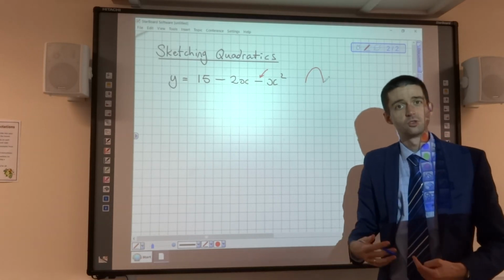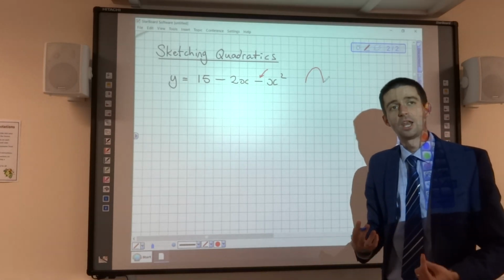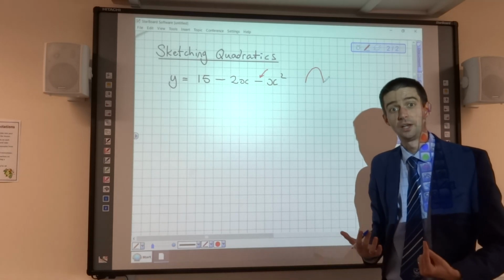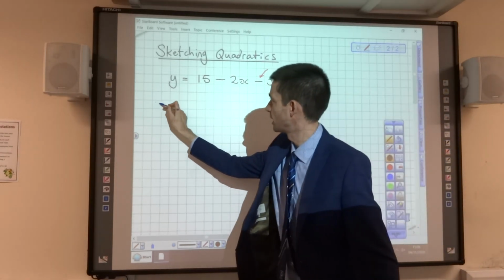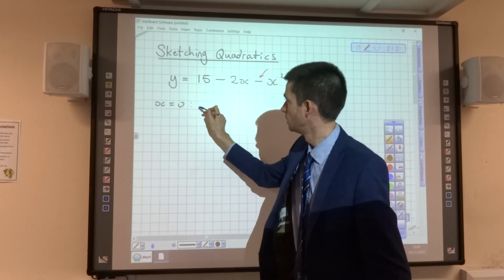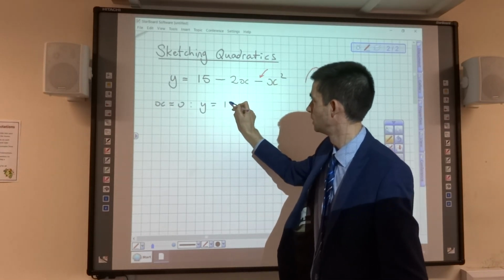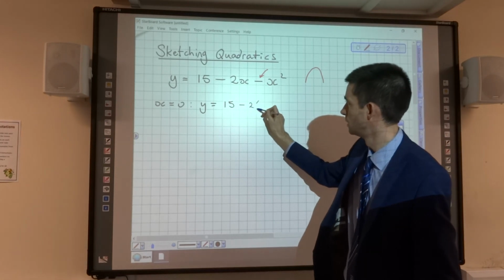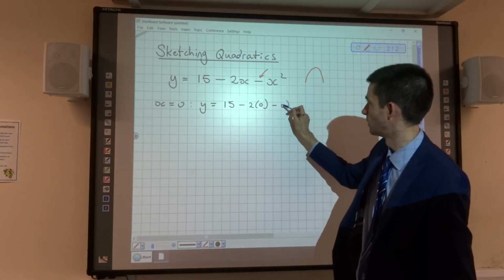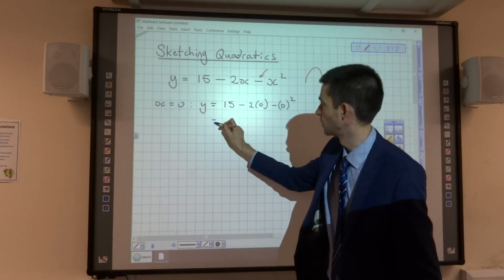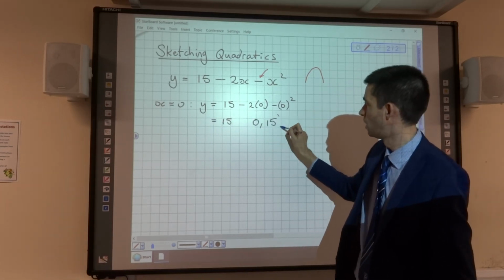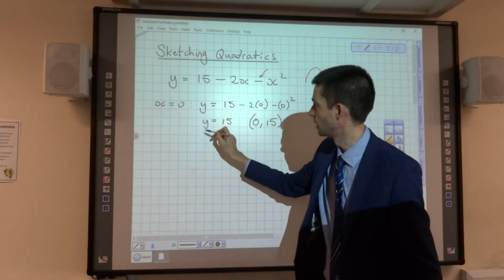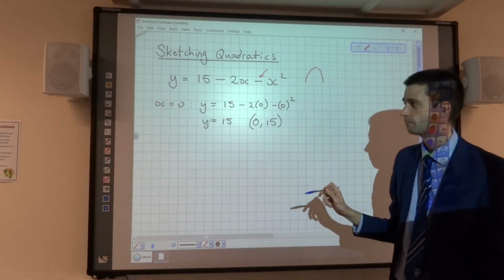As before, I'm interested in the intercepts with the axes, and I'm interested in the vertex, the turning point of the function. So, first of all, I'm going to make x equals 0 to find the y-intercept. So y equals 15 minus 2 lots of 0 minus 0 squared, which is 15. So the y-intercept is going to be 0, 15.